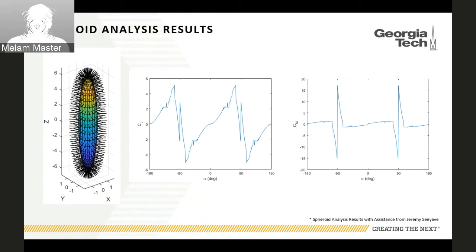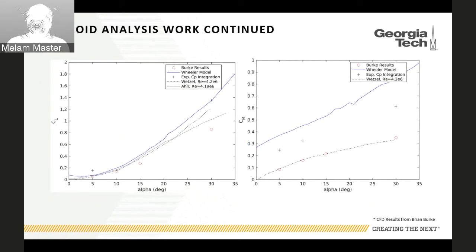And so one of the things we're working on is augmenting our input data with CFD analysis that we're doing ourselves. You can see Wheeler and Wetzel are different models that we've used, and the Burke results are the CFD analysis we've done so far. We've only done it on a few angles of attack, but using these results, we can generate more accurate line fit coefficients to have better output results for the coefficient of lift and coefficient of pitching moment versus angle of attack versus side slip for the spheroid shape.